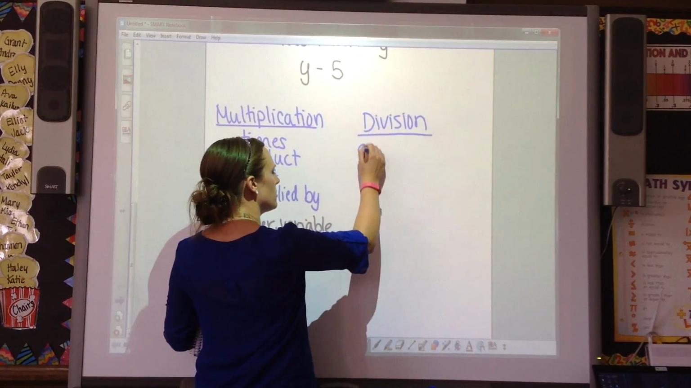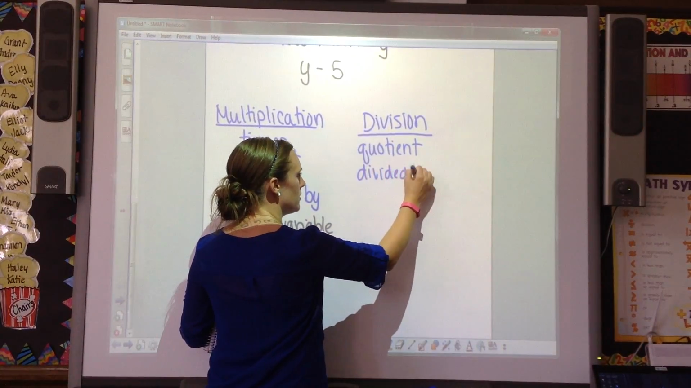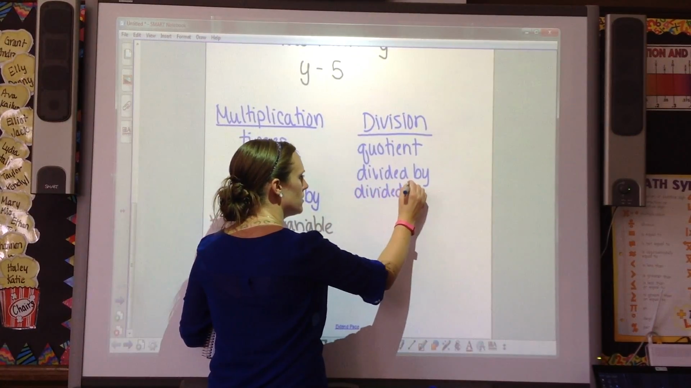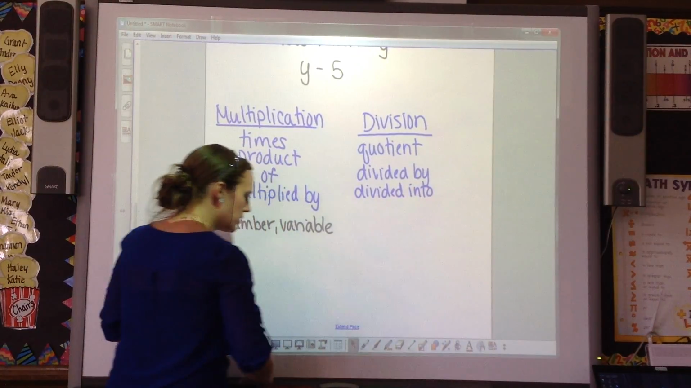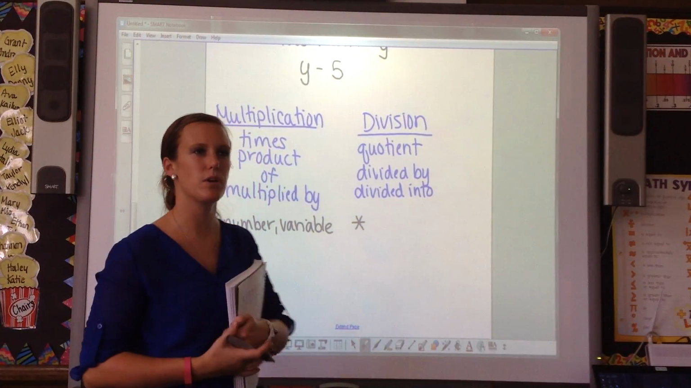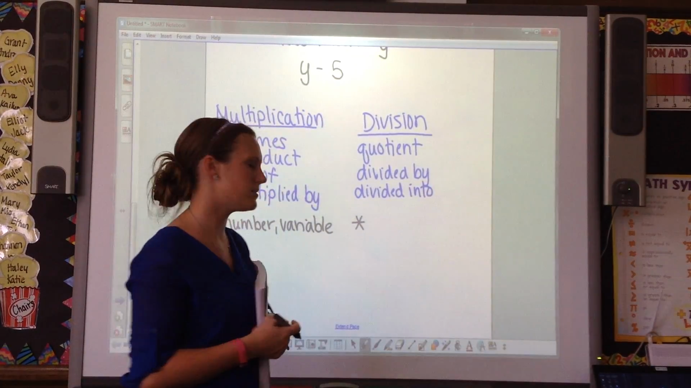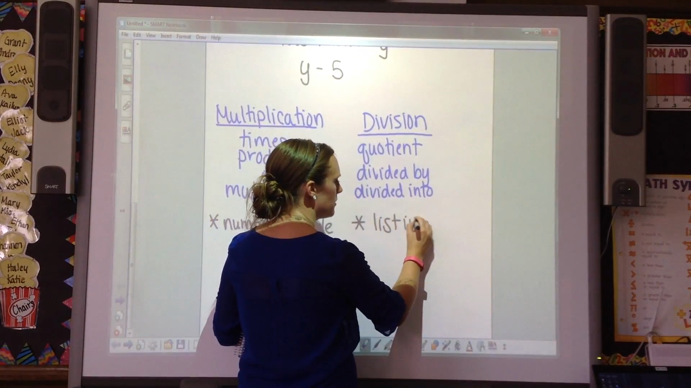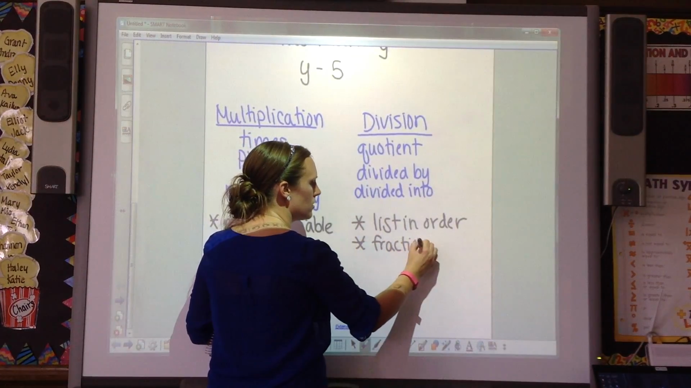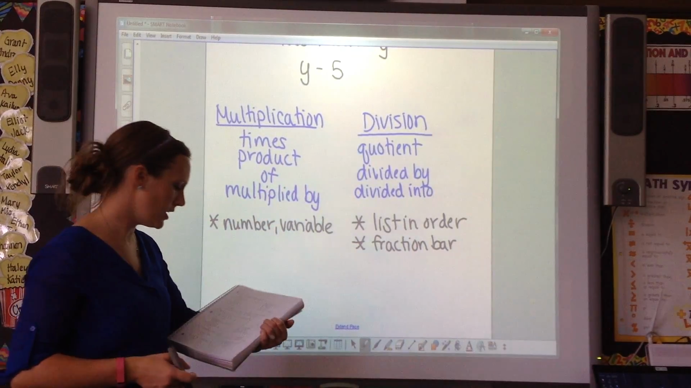Quotient, divided by, and divided into. Division works like addition and subtraction, where you're going to list them in order. For division, you're going to want to use the fraction bar instead of the division symbol, not that division symbol. There is a switch word for division, and that's into.